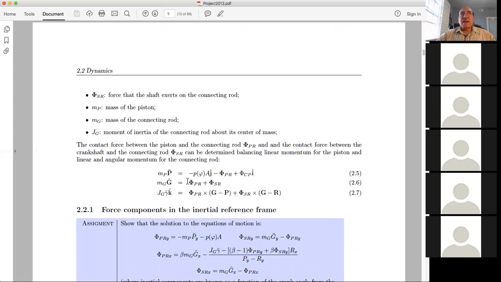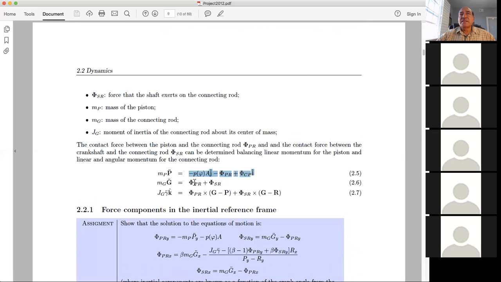And so your job is to do momentum balance, mass times the acceleration. So if you look at this, mass of the piston, this is Newton's equation of motion for the piston. Mass of the piston times its acceleration is equal to the forces on it.